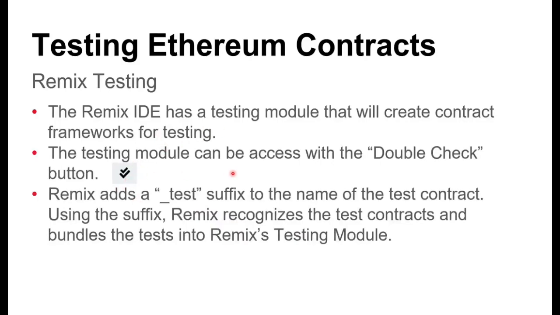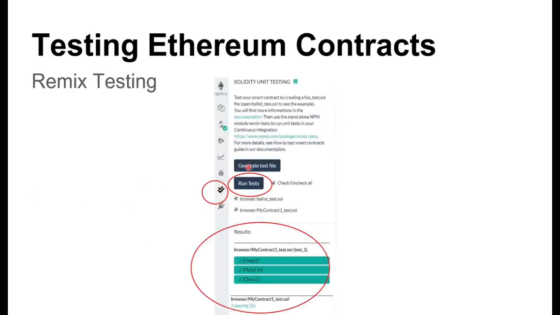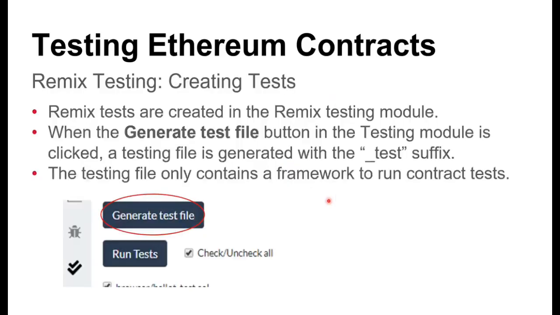Remix has a testing module, the double check here. And when you use Remix to create a test, it'll take your contract and it will create a new contract with the underscore test suffix. Then you're going to have to go in and do some modifications, though, to make sure that this new test actually calls your smart contract the right way. So when we create our tests, we'll see the double check here, and you can click Run the tests, and the test will go ahead and run.